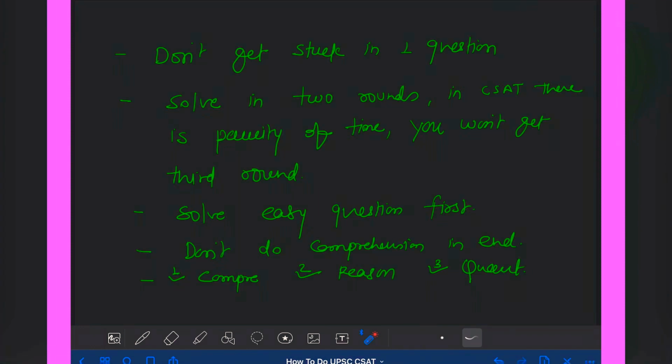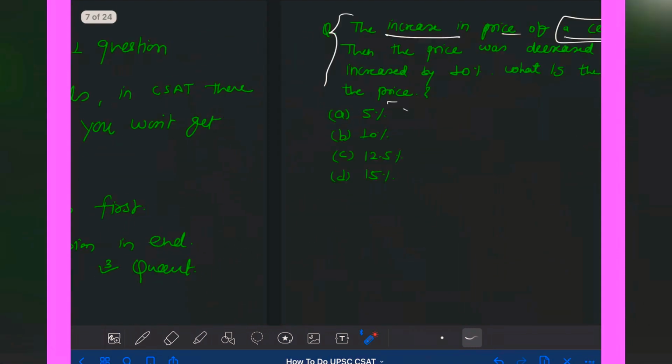So make sure in the first round you solve only those questions which are easy in nature. Do not get stuck, and do not do comprehension in the end. The comprehension part has to be done in the beginning or in the middle, not in the end, right? The second you can do is reasoning, and the third you can do is quant, because quant questions are independent. If you are able to solve it, you will get that correct immediately, but many times comprehensions are linked questions. There is one comprehension, and then you have to solve 1 to 3 questions accordingly.